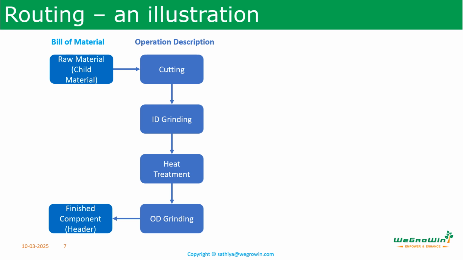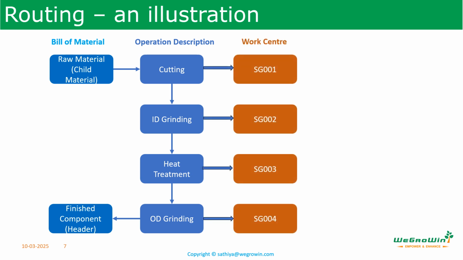These are various operations. These operations have to be performed in some work centers. So what are the work centers? The work centers, let us say, for cutting it is SG001, for grinding it is SG002, for heat treatment SG003, and outer grinding SG004. I am telling you these examples. These are 4 different work centers. Now there is a material which has to be converted from raw material to finished goods, finished component. What are the different steps? The step-by-step path is given here, like cutting, ID grinding, heat treatment, OD grinding, which work centers also we defined.